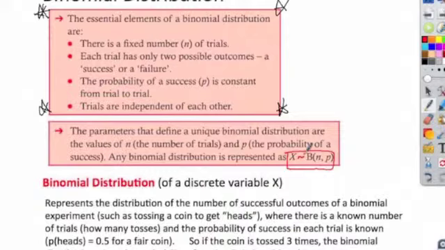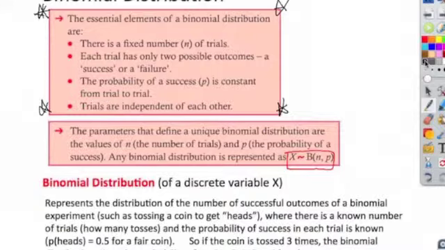And again, at the bottom, this paragraph is worth reading. The binomial distribution represents the distribution of the number of successful outcomes of a binomial experiment. Could be something like tossing a coin to get a heads. Could also be things like rolling a dice, finding the probability of getting a 2 on a certain number of rolls. Again, 2 would be your success. Every other number would be the failure.